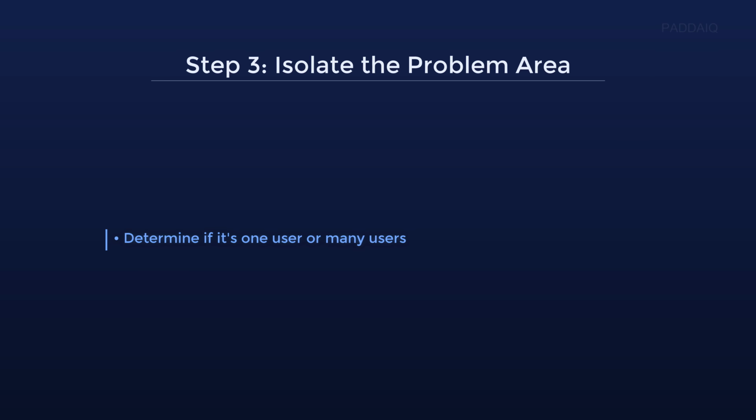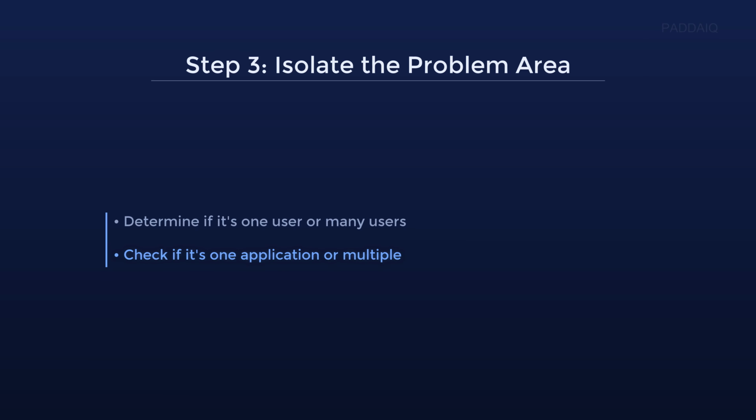Determine if it is one user or many users. This means checking whether the issue affects just a single person or a larger group of users. For example, if only one employee cannot access a specific report while others can, it is an isolated user problem. This distinction helps you focus your investigation on either individual configurations or a broader system issue.